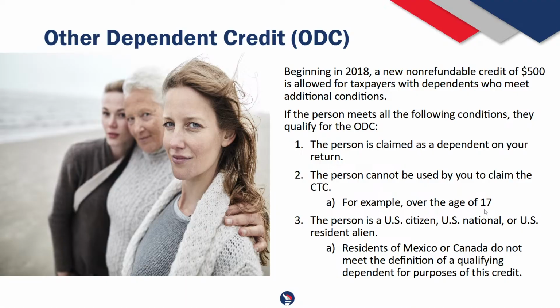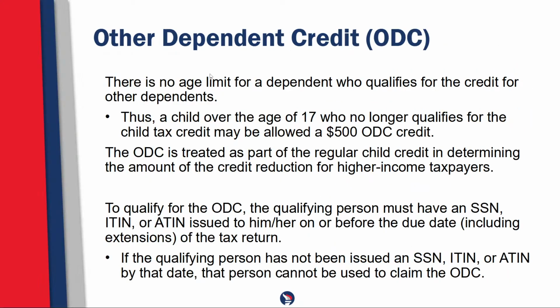So, for example, like I said, a child 17 aged out of child tax credit, but this other dependent credit is still available. Person is a citizen, national, or U.S. resident. Residents of Mexico or Canada do not meet the definition of qualifying dependent for this credit. No age limit for a dependent who files for this credit. Thus, a child over 17 who no longer qualifies for the child tax credit may be allowed to qualify for this $500 other dependent credit.